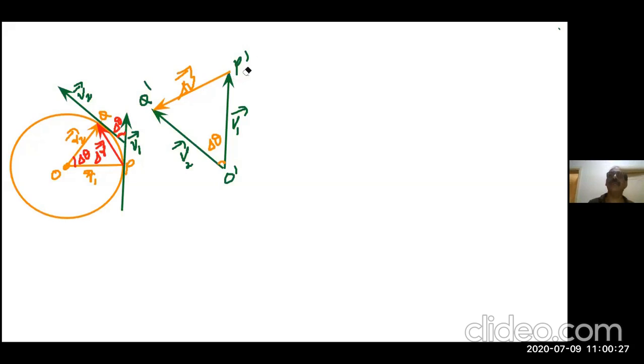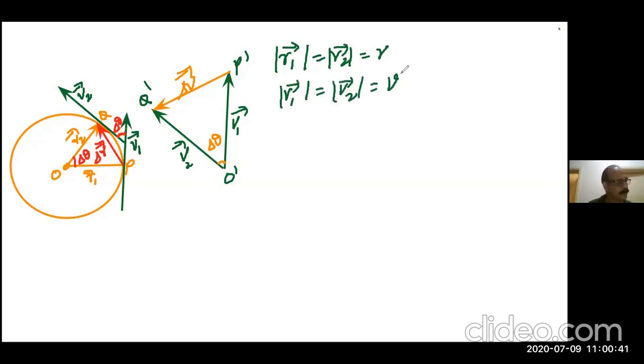Okay, then we can write modulus r1 is equal to r2 is equal to r, and v1 is equal to v2 is equal to v. Have you written? Yes, sir.